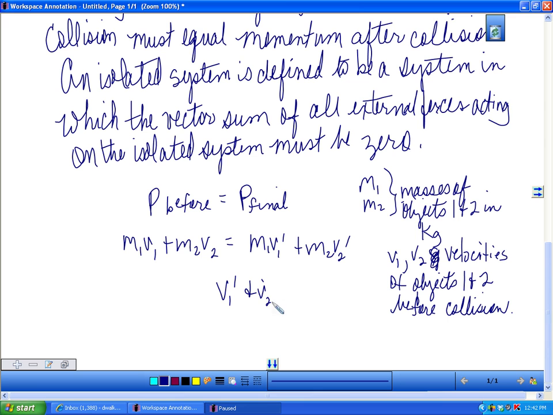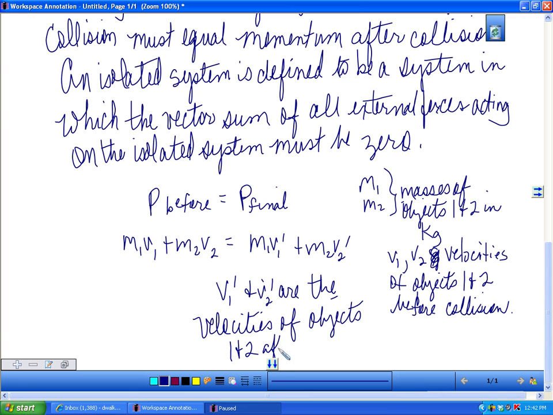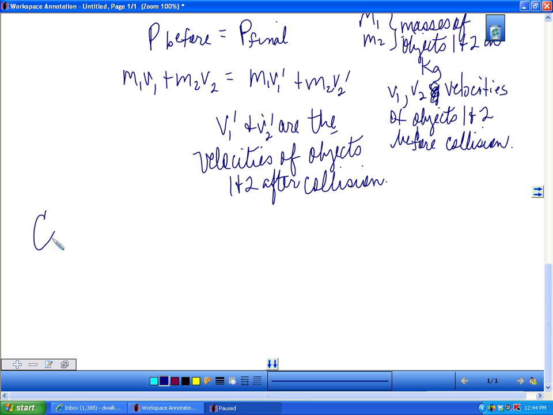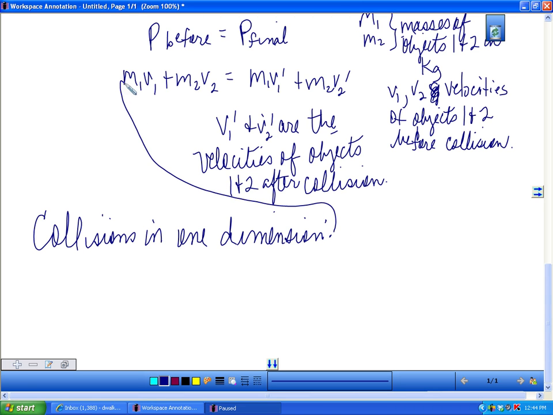V1 prime and V2 prime are the velocities of objects 1 and 2 after the collision. Okay, stop there. Okay, if we want to deal with collisions in one dimension, all on the y or all on the x-axis, then our equation is simply going to be that little rascal right there.